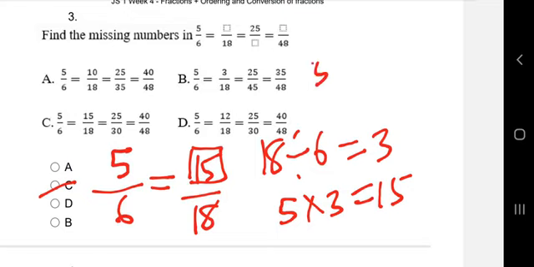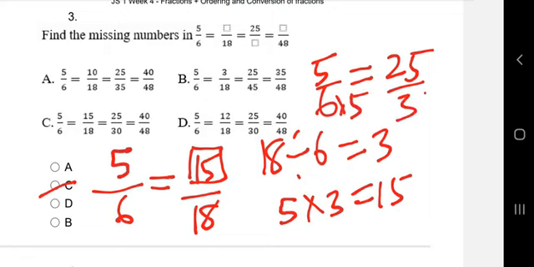So under 5 over 6 again, equals 25 over dash. So this 5 has been multiplied by 5 to get 25. That means 6 times 5 gives what? 30. So you look at the next one, is also 30. Then to the last one, 40 over 48, so 48 divided by 6 gives 8. So then 5 times 8 gives us 40. So the answer is correct. That is C. Is this very clear? So move to the next question now.